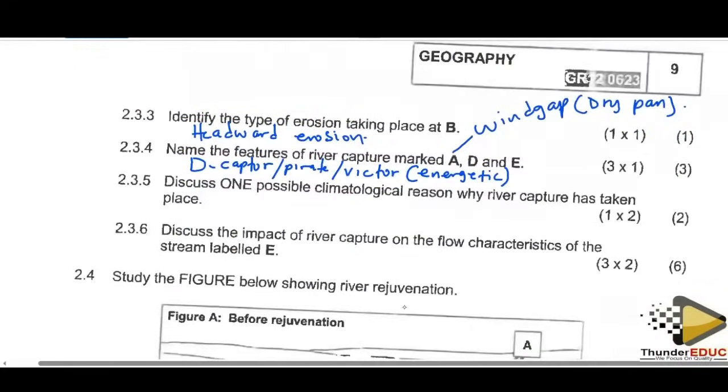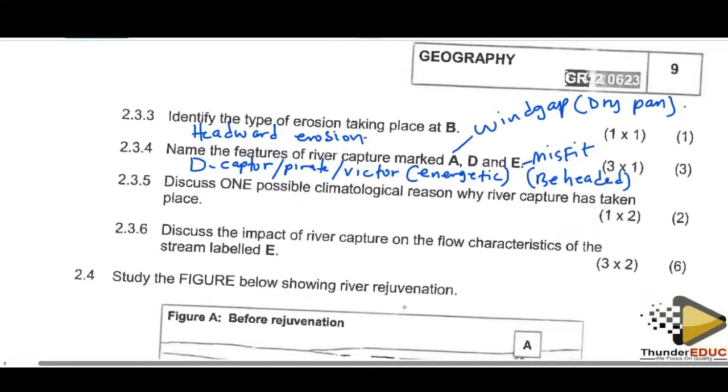So we could write feature E here. Could call it a misfit, sorry, make it more clear. Misfit in the bracket. We'll call it a beheaded stream. Okay. 2.3.5, they said, discuss one climatological reason why river capture has taken place.